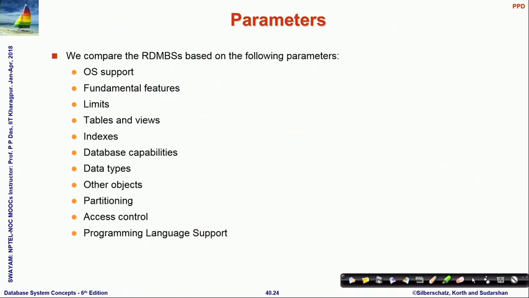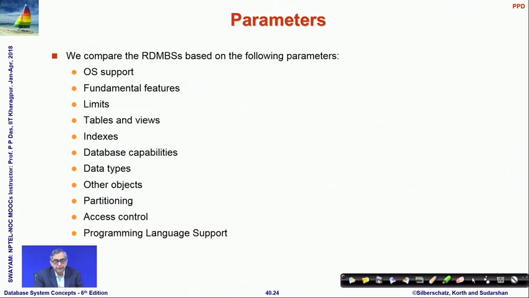Here are some of the parameters on which these database systems vary in a minimal to a very large extent: what operating systems they support, what the fundamental features are, what the limits are. For example, every database sets a number of limits in terms of the index size, the table size, and a whole lot of that. How are the tables and views created, what kind of restrictions you have, what kind of indexes are supported, the capabilities, and the data types the different databases support.